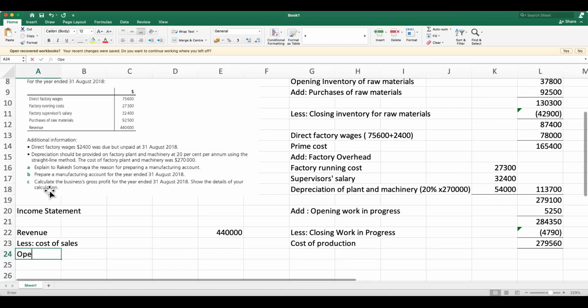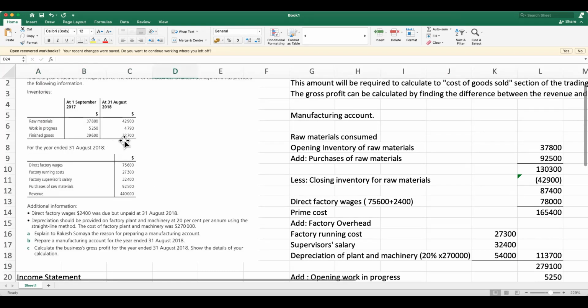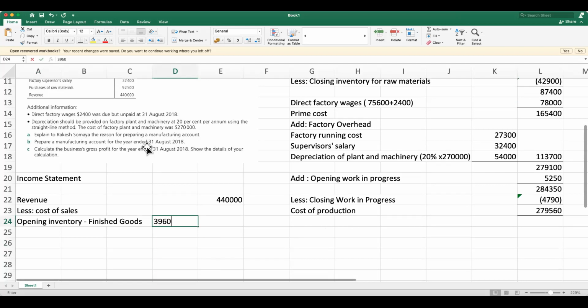So now you just need your opening inventory. Same thing, but just opening inventory for finished goods. So opening inventory for finished goods is 39,600. And you add your cost of production. So in case you calculated your cost of production wrongly, but you actually took the figure from your manufacturing account, you are still awarded the point because your concept is correct. Okay, so just put 279,000 there, you add them together, 319,160.